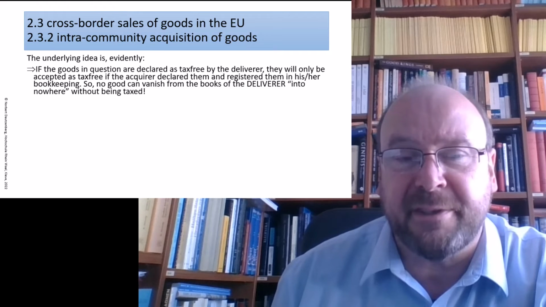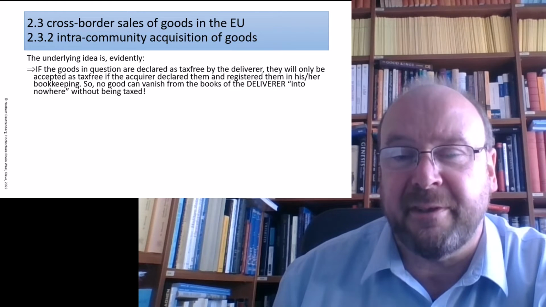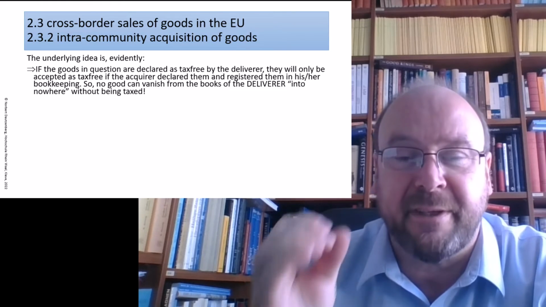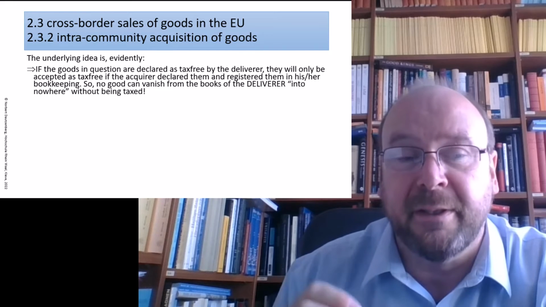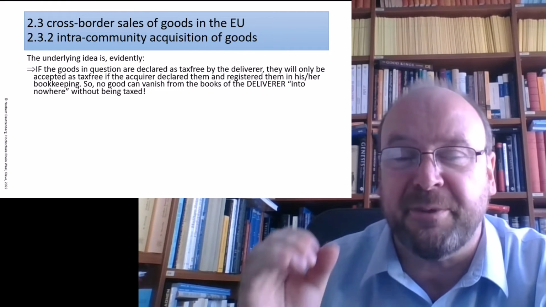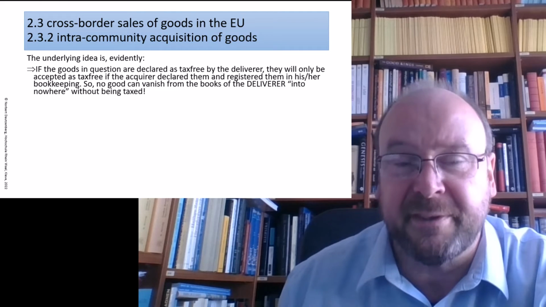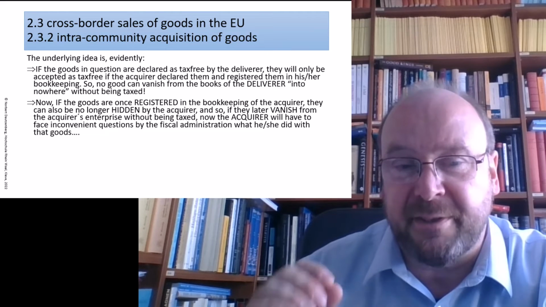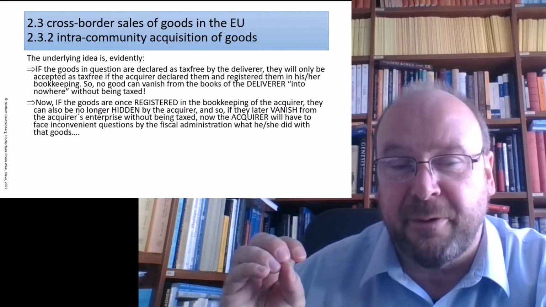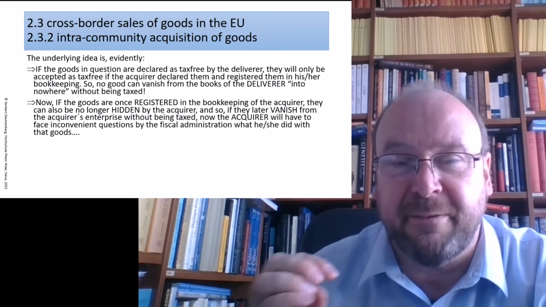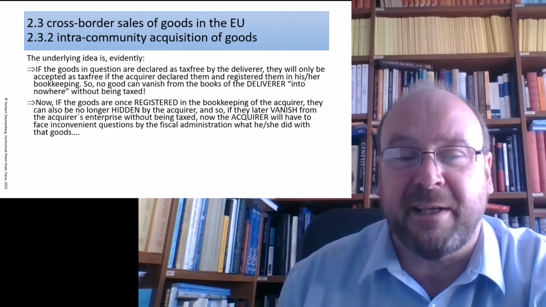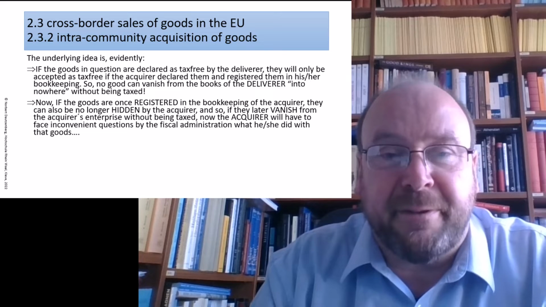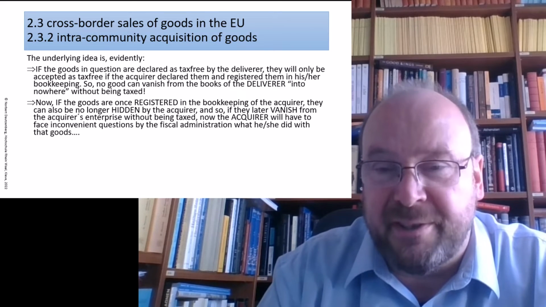The idea is if the goods in question are declared as tax-free by the deliverer, they will only be accepted as tax-free if the acquirer declared them and registered them again in his or her bookkeeping. So no good can vanish from the supervision of the fiscal authorities without being taxed. Now, if the goods are once registered in the bookkeeping of the acquirer, they can no longer be hidden by the acquirer, and so if they later vanish from the books of the acquirer untaxed, the acquirer will have to present a very, very good explanation to his fiscal authorities, which is usually not possible.